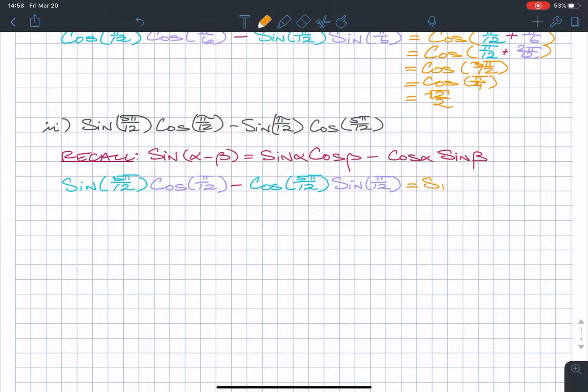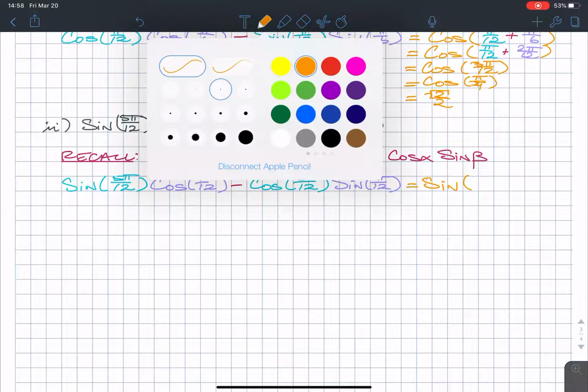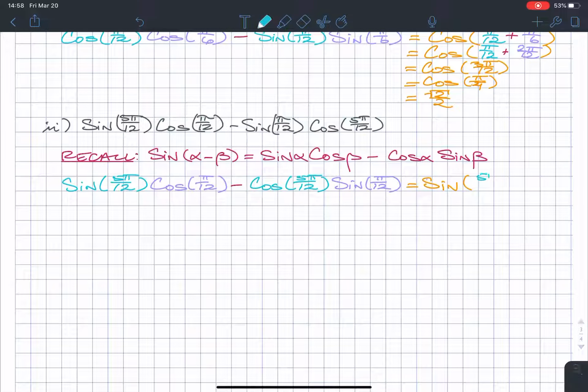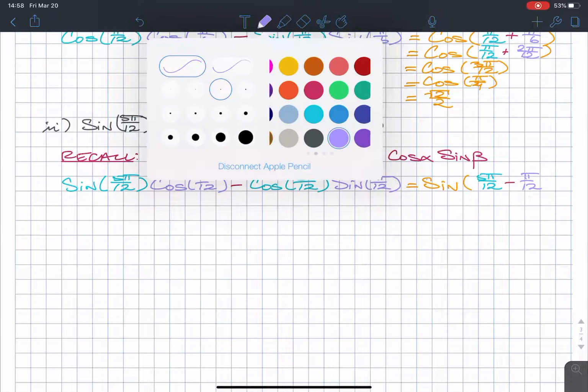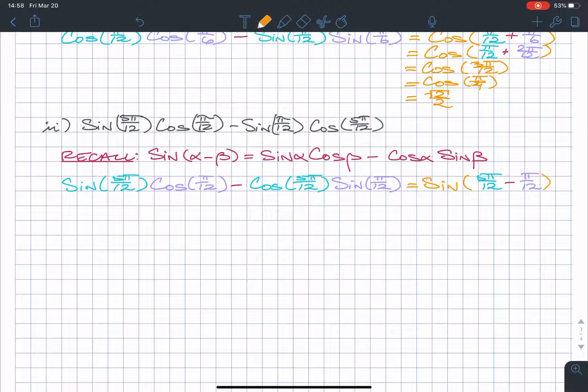So this should be sine of the difference, right? The first angle being 5 pi over 12, from which I'm subtracting the second angle, pi over 12. Since these have a common denominator, I just need to do 5 minus 1, which is 4. So this is sine of 4 pi over 12. And of course, 4 goes into 12 3 times. So that's sine of pi over 3. The y-coordinate at pi over 3 is root 3 over 2.